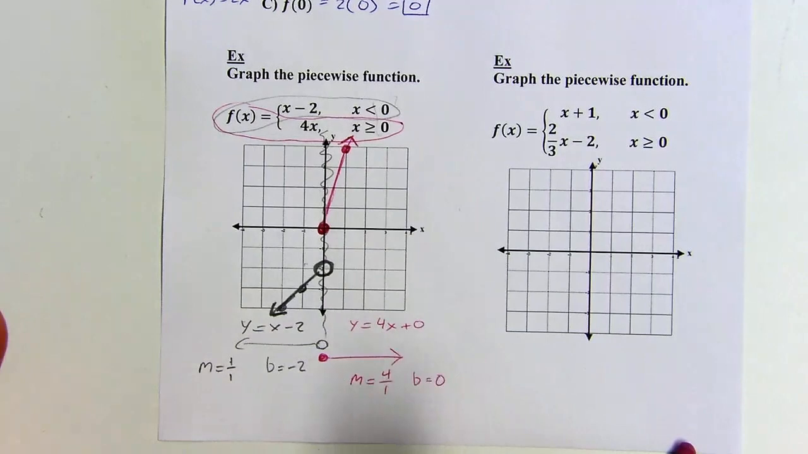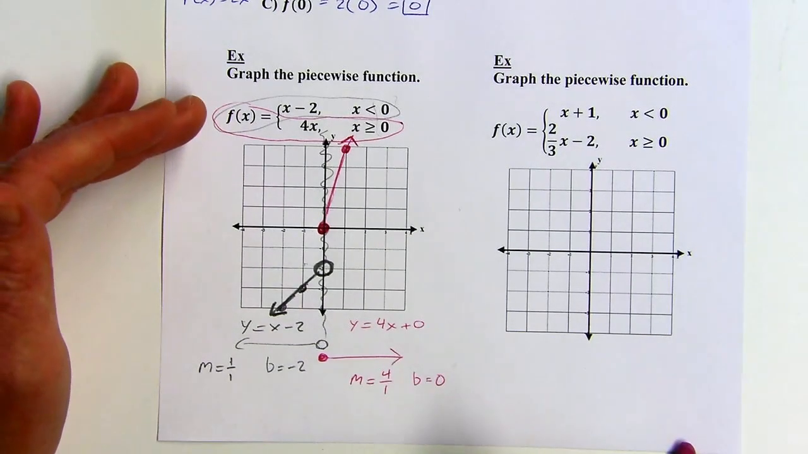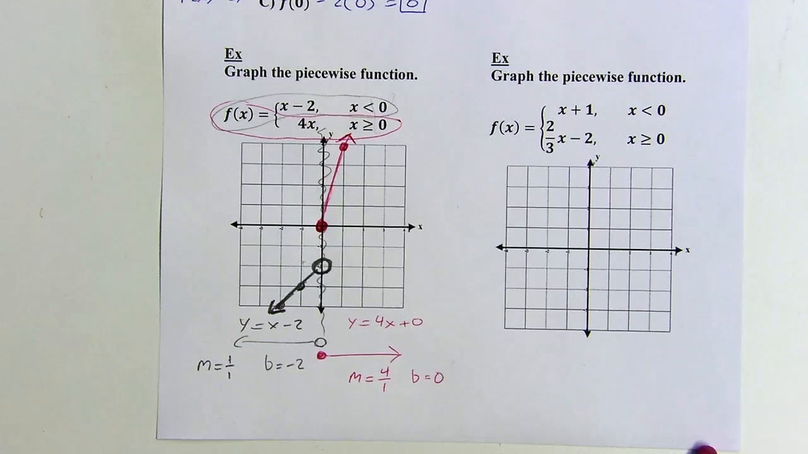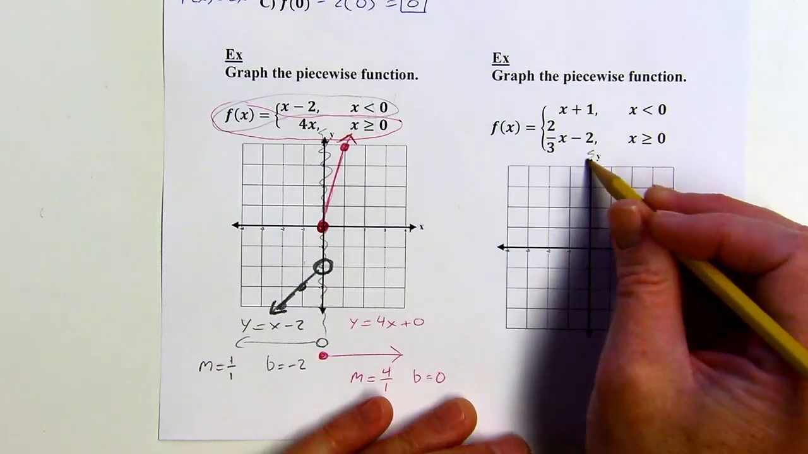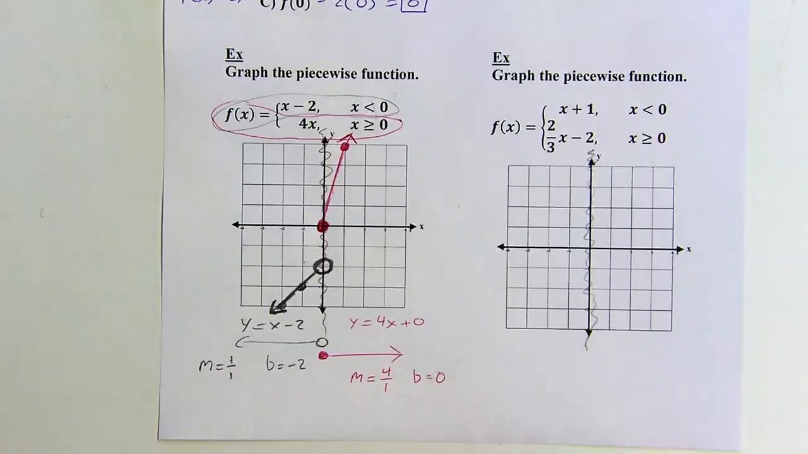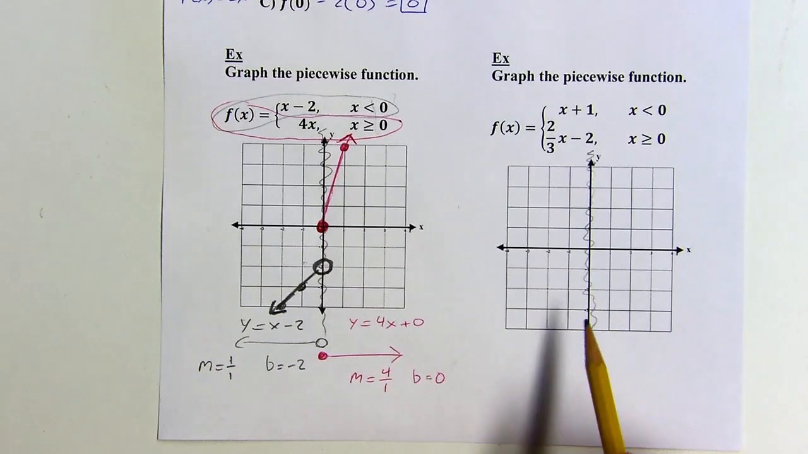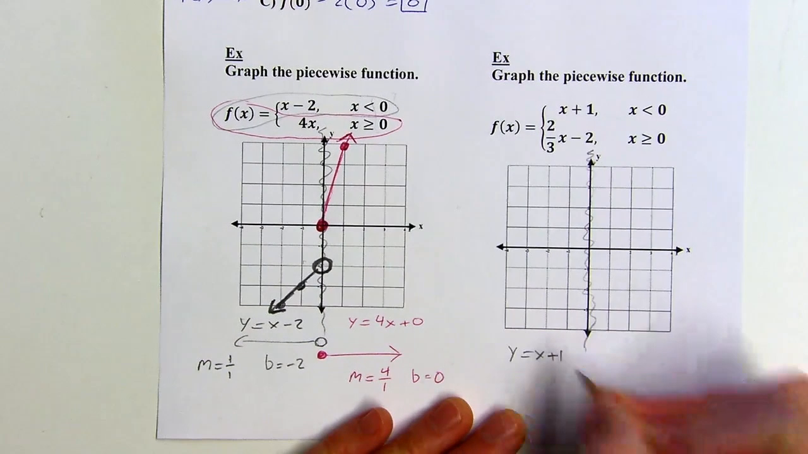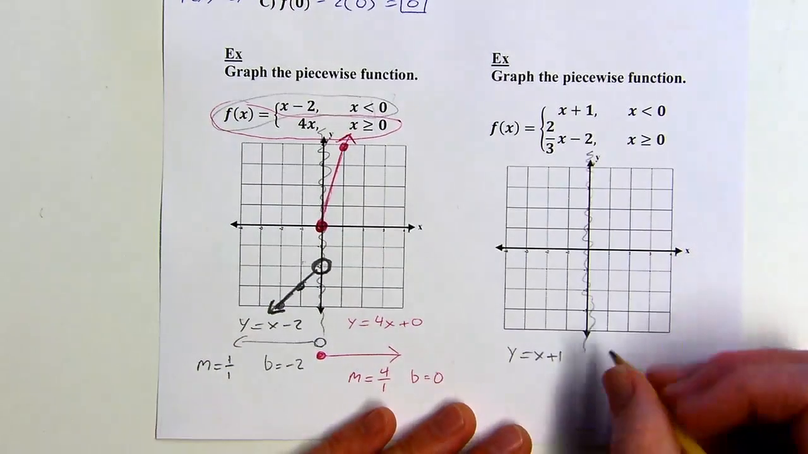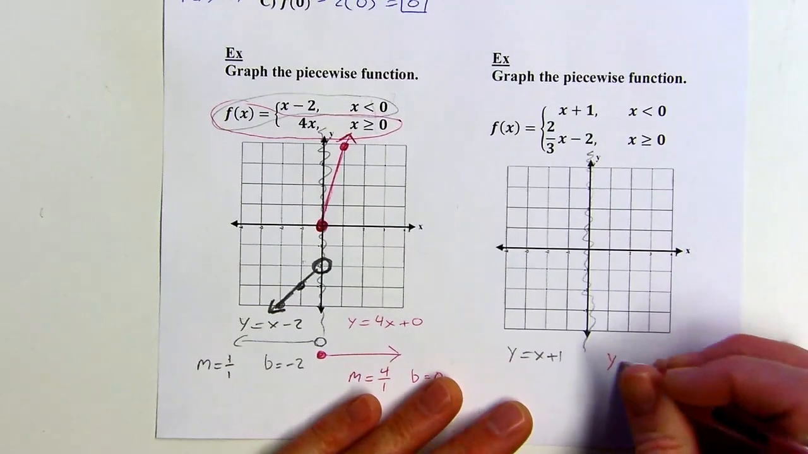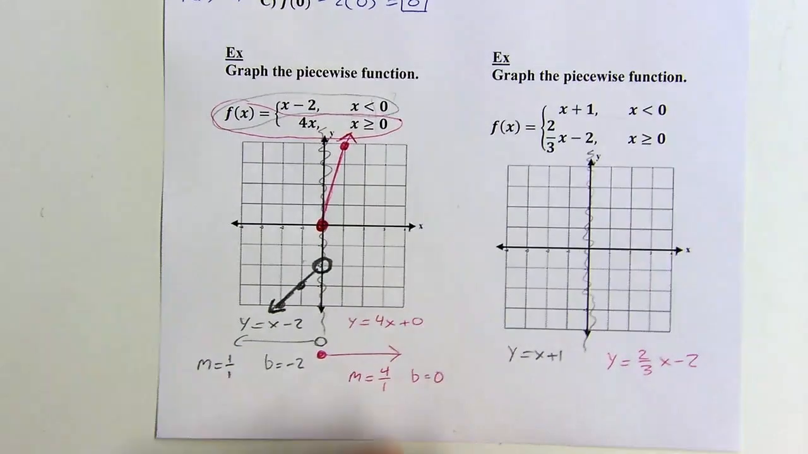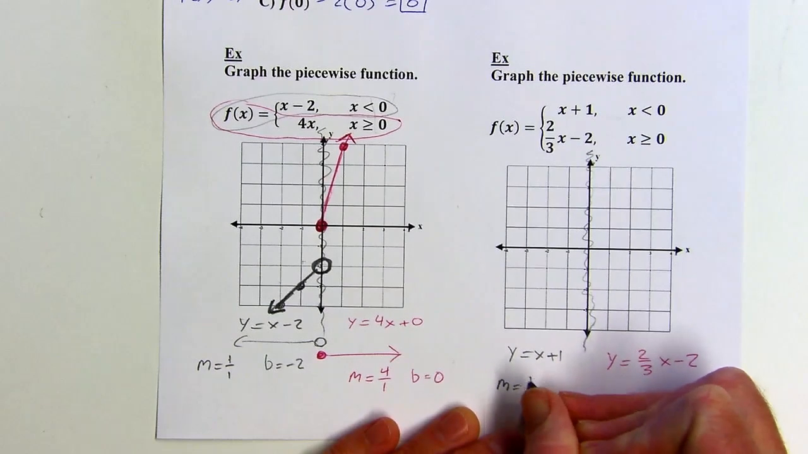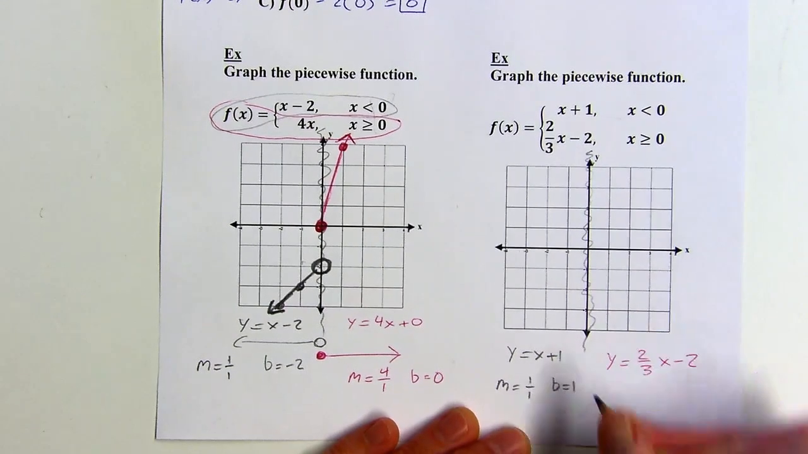And you could have 3 functions or 4 or 5 or 6, any amount of functions. So you might have to carve your graph up into even more than 2 sections. Okay, so this one, again, we're working on the left half of the x-axis and the right half. So on the left half, I'm going to use y equals x plus 1. On the right half, I'm going to use y equals, I'll do this one in red, y equals 2/3 x minus 2. Okay, so both of these are in slope-intercept form. That makes it nice for graphing. My slope is 1, or 1 over 1, and my y-intercept is also 1 there.